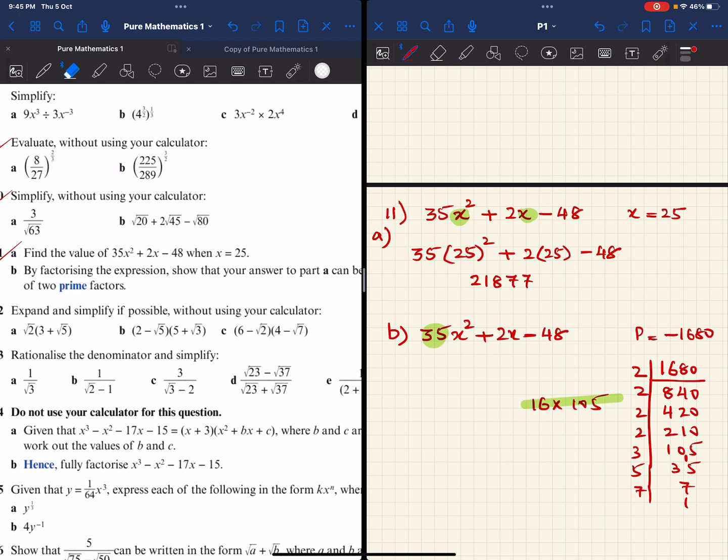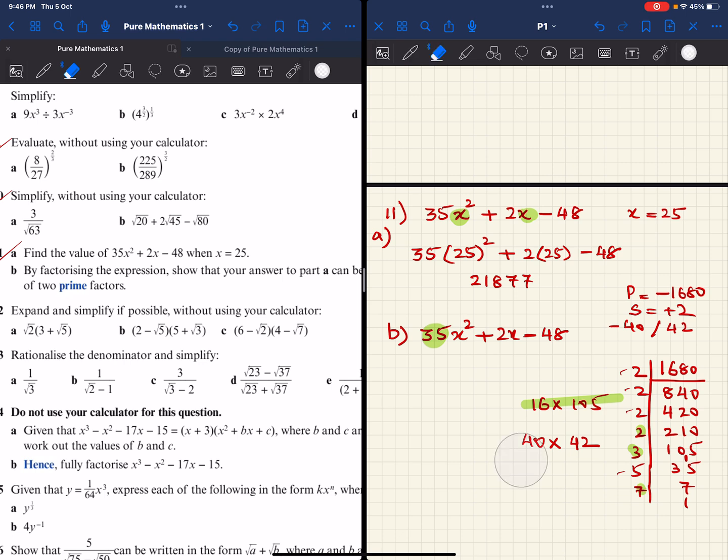Let's try another combination. 2 2s are 4, 4 2s are 8, 8 5s are 40. So 40 multiplied by the remaining numbers, 2 into 3 into 7, which gives us 42. 40 and 42 clearly have a difference of 2. So we got our numbers. Product is minus 1680. The sum is positive 2. So the numbers are 40 and 42 with a negative sign with 40.